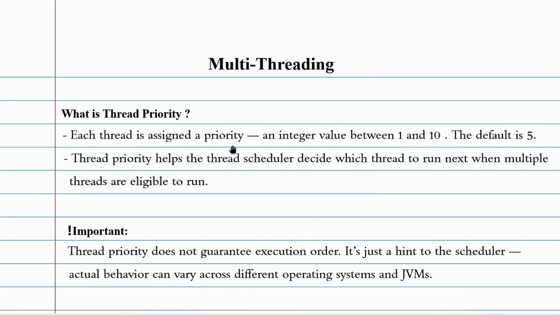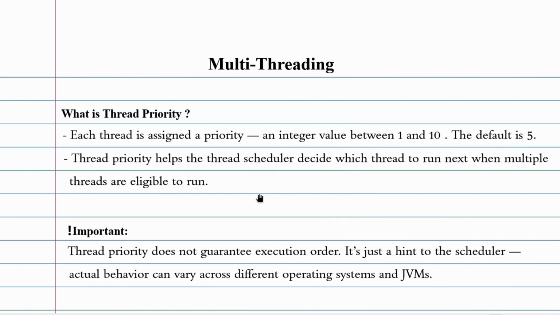Each thread is assigned a priority, an integer value between 1 to 10, and the default is 5. Suppose there are multiple threads and we don't know which thread will execute first, or basically the sequence in which they will get executed. So thread priority is nothing but we can assign some integer value between 1 to 10 to a thread. We will assign each and every thread a priority, then according to that priority, the thread will get executed. The default value is 5. So if we don't assign any priority to the thread, it will take the integer value 5.